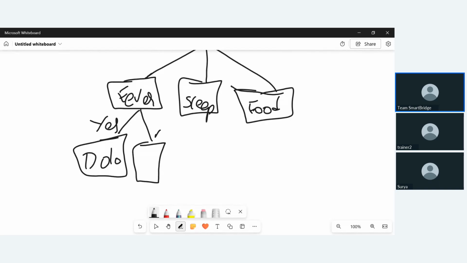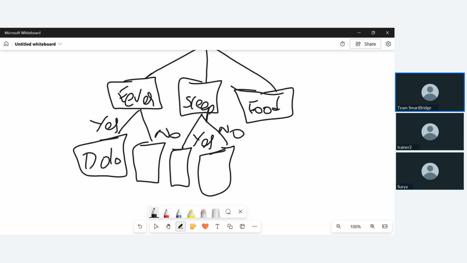If it's a no, let's get back to that. If you're having good sleep, then he will diagnose further. If you're not having good sleep, then he'll tell you to go and have good sleep.